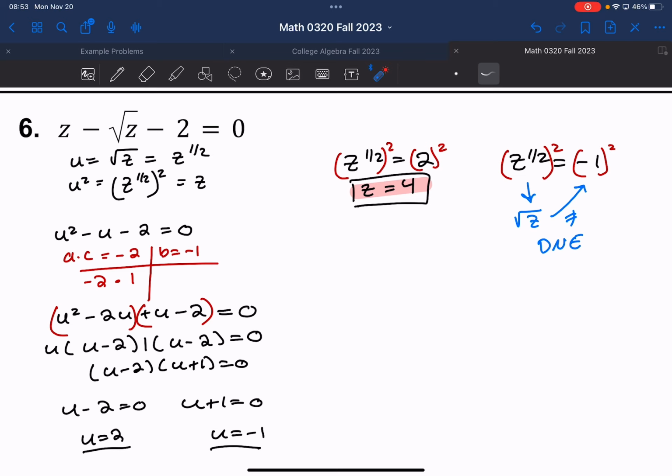So you should have got just z equals 4. Any questions on concept 1?